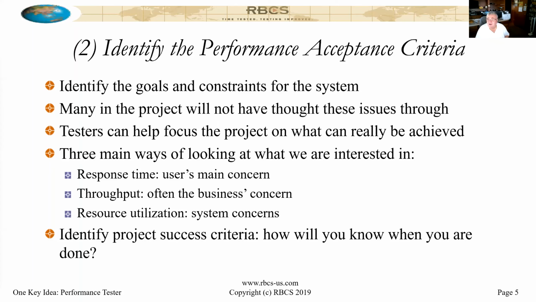3 main ways of looking at what we're interested in. The response time, which is the user's main concern often. The throughput, which is often the business's concern. And the resource utilization, and that's the system administrator's concern. We want to identify system configurations that might result in the most desirable combinations of those 3 things. This might take some doing, since some people in the project, again, haven't even considered this yet.